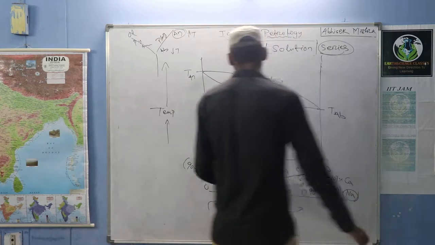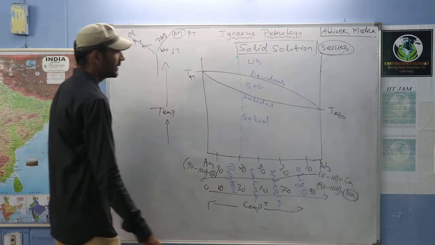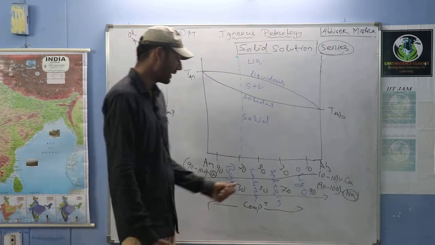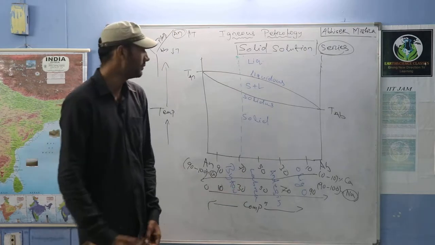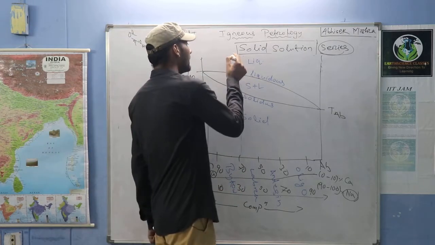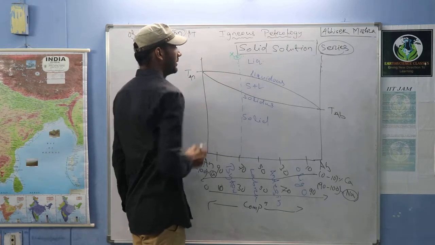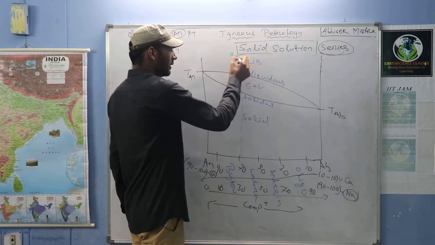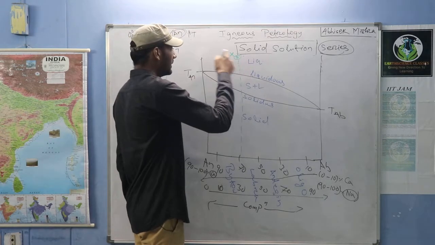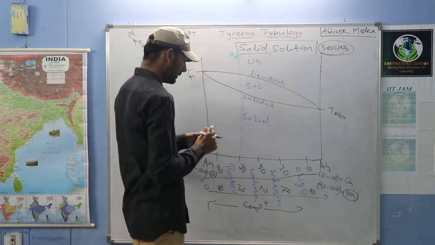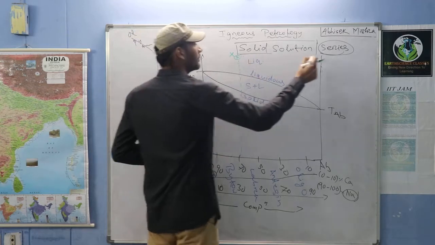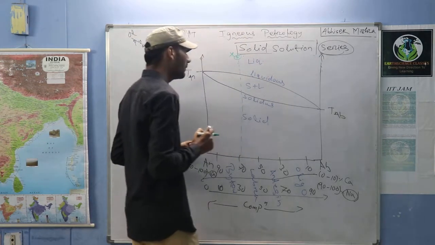Let's say I am considering this anorthite 70 and albite 30, or calcium 70, sodium 30. That is the initial composition X. What will happen? Here the temperature is higher, which means it is in liquid form.